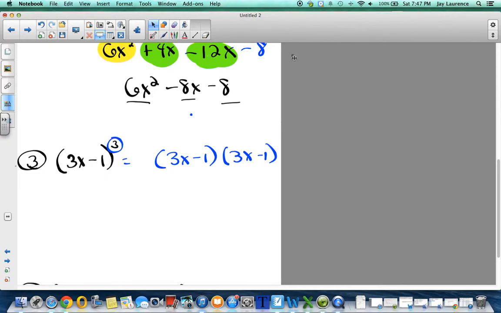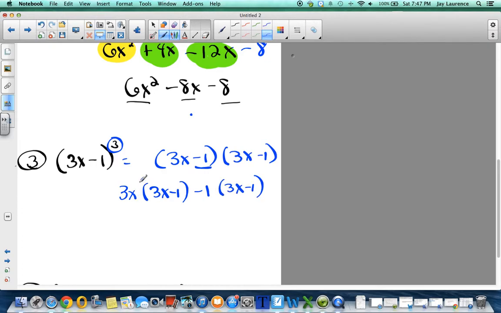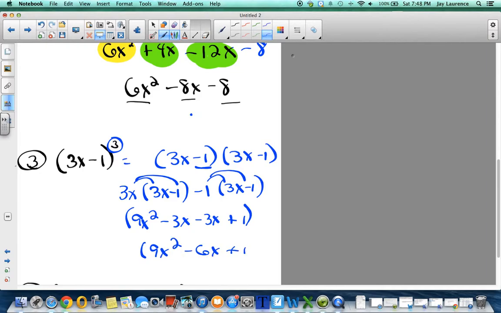And so I'm going to do that problem. That's not the entire problem, of course, but I'm going to write 3x times the quantity of 3x minus 1, and then the minus 1 times the quantity of 3x minus 1. I'm going to distribute here and here, and I'm going to get a 9x squared minus 3x, and then minus 3x, and plus a 1 when I distribute the negative 1, right? I'm going to keep that in a quantity. I'm actually going to simplify it. 9x squared minus 6x plus 1.